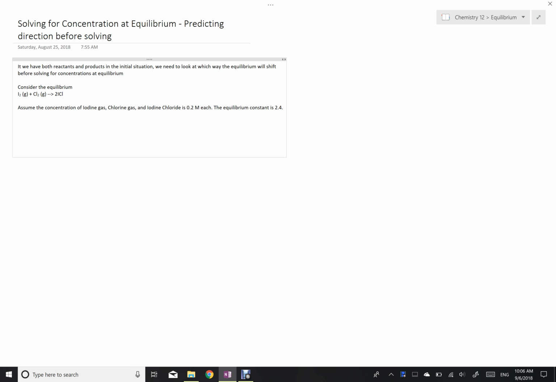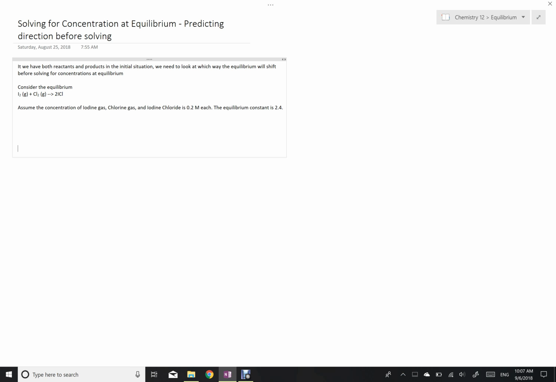Okay, in the first couple examples I did with equilibrium, I showed situations where we didn't have any products. That made it clear that the reaction was going to have to shift towards the products so that there would be some of them in the equilibrium. But in some situations, we might have both reactants and products in the initial situation at the beginning. And so we don't know if we're going to make more reactants or more products. So we have to do a calculation to figure out which way the equilibrium is going to shift before we can solve the problem. Here's an example of that.